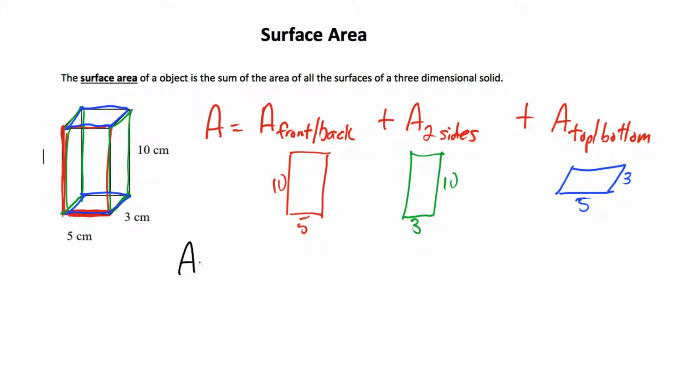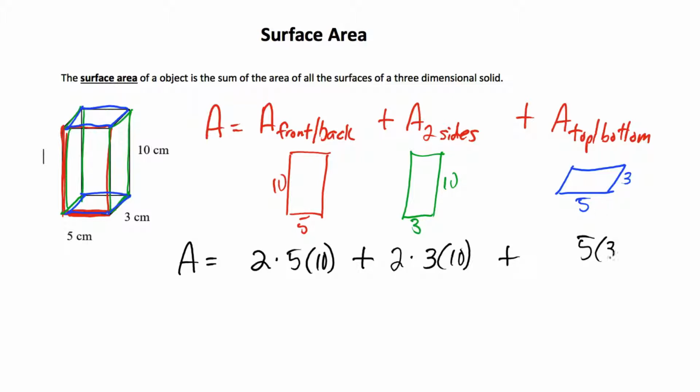So we can do our calculation for each area. We have 5 times 10, length times width for that rectangle, but we're going to multiply that by 2 because we have 2 of them. We have a front and a back. And then we're going to add on our 3 by 10 side, but again we have 2 of those, so multiply that by 2. And for our top and our bottom, we have a 5 by 3 rectangle, and again we multiply by 2 because we have a top and a bottom.